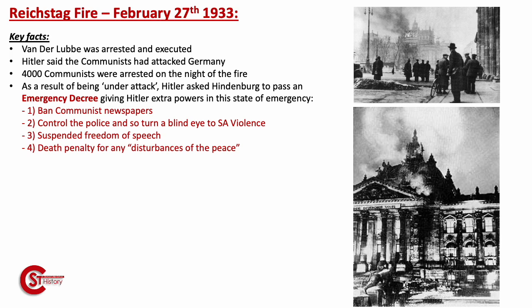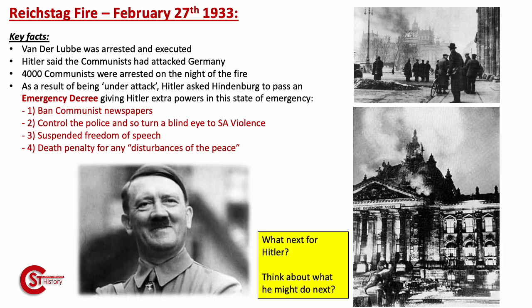Do you think at this point this is the ultimate opportunist, or do you think perhaps this was a little bit more planned? So we need the fire to pass the emergency decree, but he's still not the Fuhrer. He's still not the dictator. He may well have created this atmosphere of fear, but he could still technically be removed by the president.